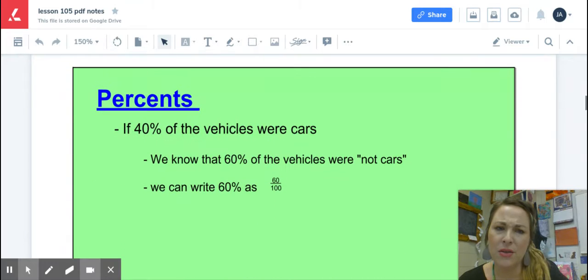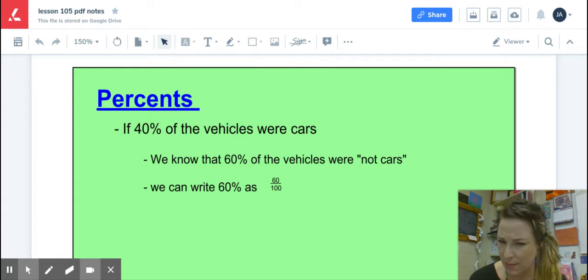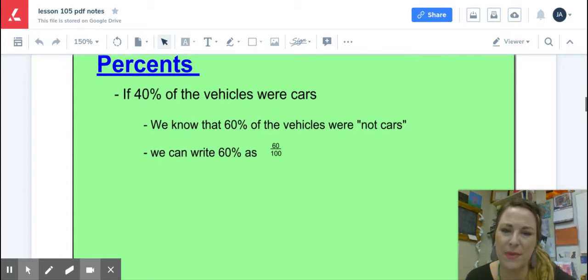Here we go. This is just a quick note, reviewing percents. You don't have a problem in front of you, but this is just a brief statement. If 40% of the vehicles were cars, we know that if we're given that information, anytime we're talking about percents, we're talking about something out of 100. Given 40% were cars, we can assume that 60% were not cars. And again, at the bottom here, you can see we can write 60% as 60 over 100. It's just a few brief notes.